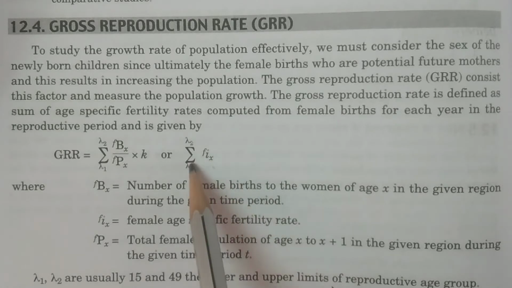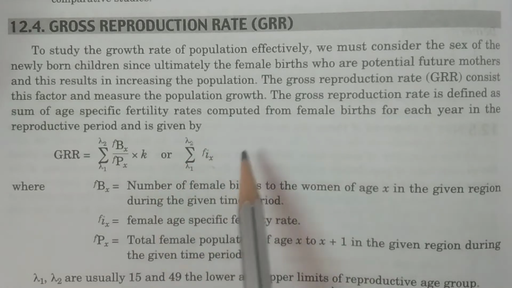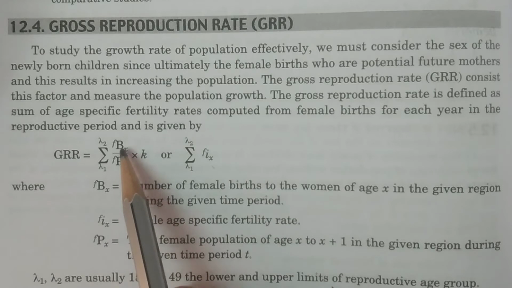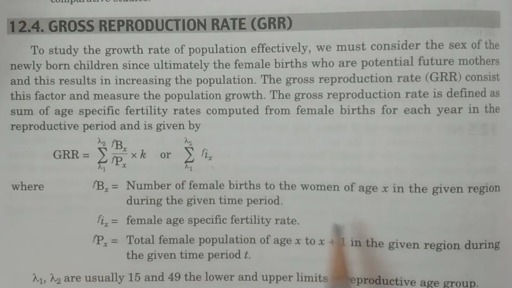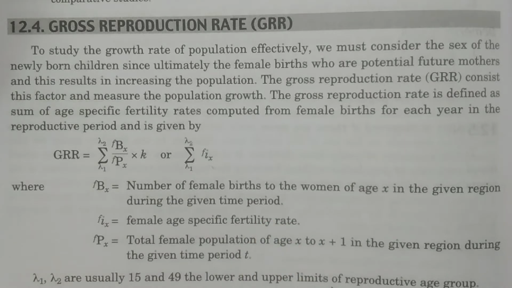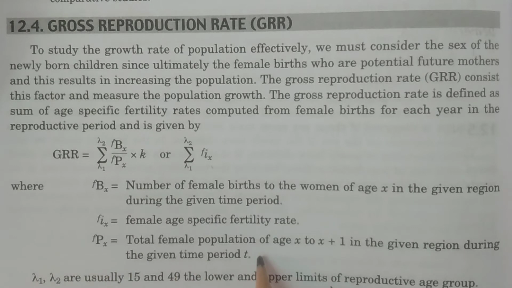Annually, X to X plus 1, X plus 1 to X plus 2, like that. So, the formula is FBX by FPX into K. What is FBX? Number of female births to the woman of the age X in the given region during the given time period. Number of female births in the age group X to X plus 1. FPX, total female population in the age group X to X plus 1 in a given region during a given time period T.